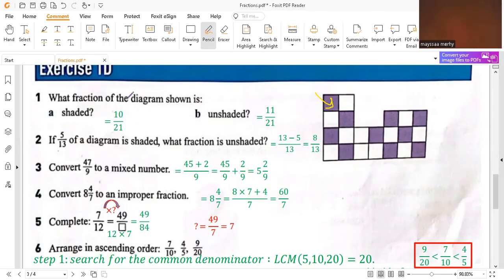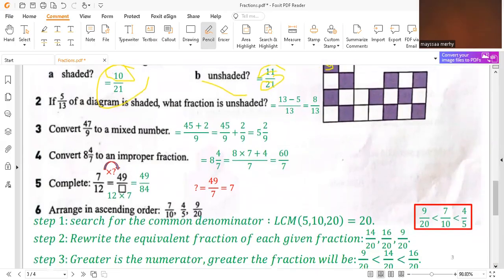So we have 10 from 21. Unshaded, so normally we have only shaded and unshaded. So unshaded is the whole number 21, and we can subtract from it the number of shaded squares to obtain 11. Or we can count only the blank squares here to obtain 11 from the whole number 21.